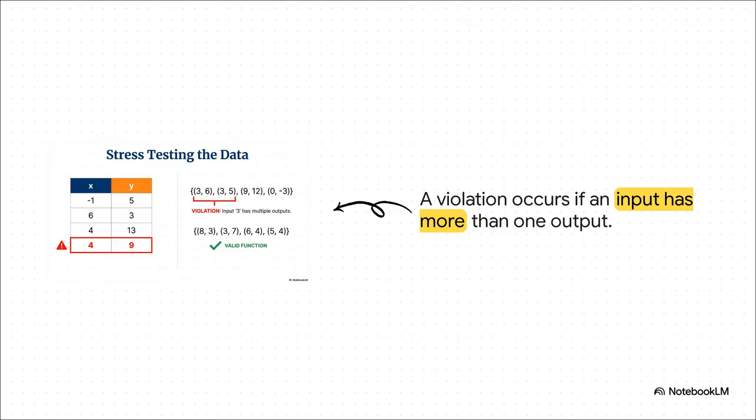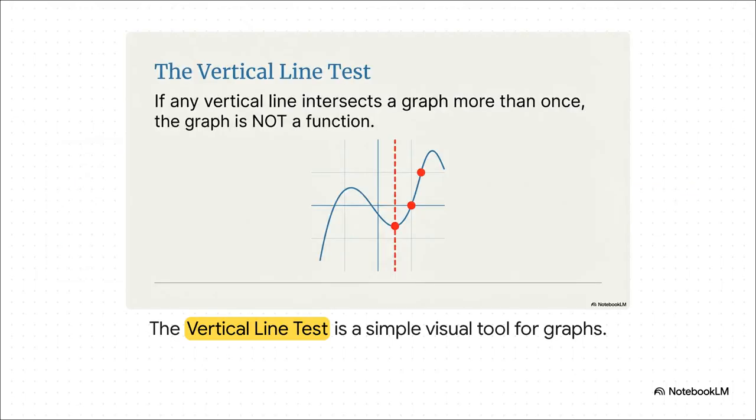That's the red flag. That's the violation. One input, two different outputs. So that first relation is not a function. But if you look at the second one, every input has its own unique output. That one's good to go.